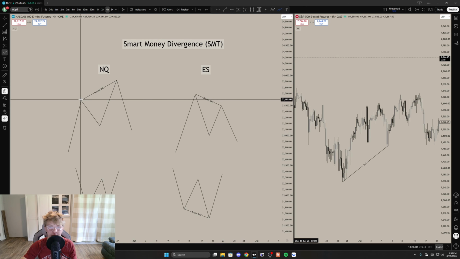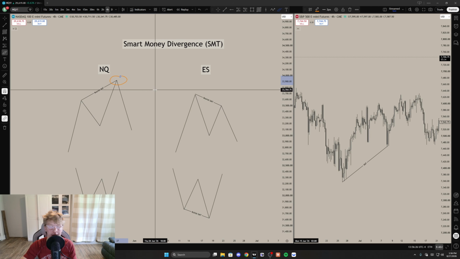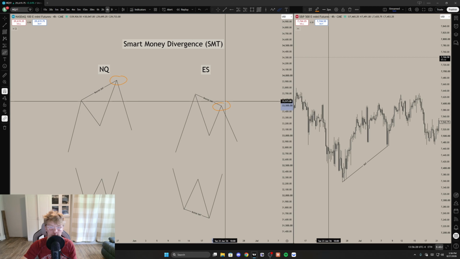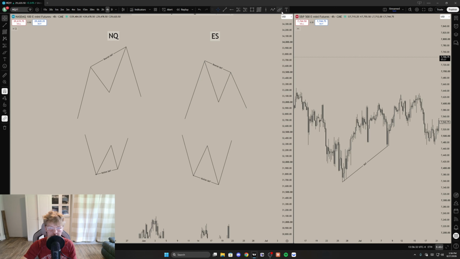A bearish SMT is always going to be with highs. Bearish SMT always with highs, bullish SMT always with lows. Okay. So a bearish SMT is when either NQ or ES, one of them is creating a higher high and the other one is making a lower high. Okay. Now for a bullish SMT, it's the exact opposite.